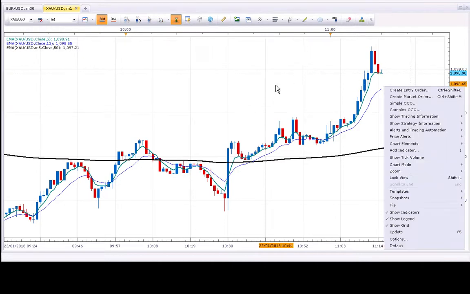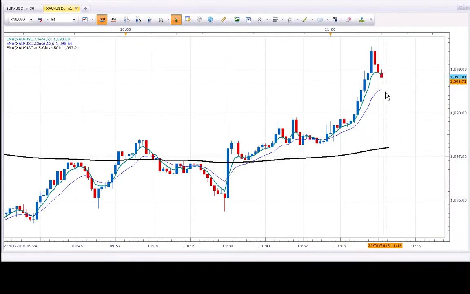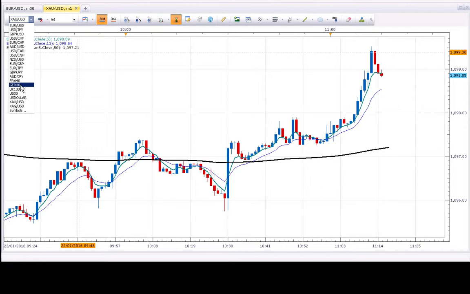Now, gold, if anything, is probably not going to set up for another few candles. I'm not going to sit here and watch that one, so we'll go back and take a look and see how the DAX is getting on.